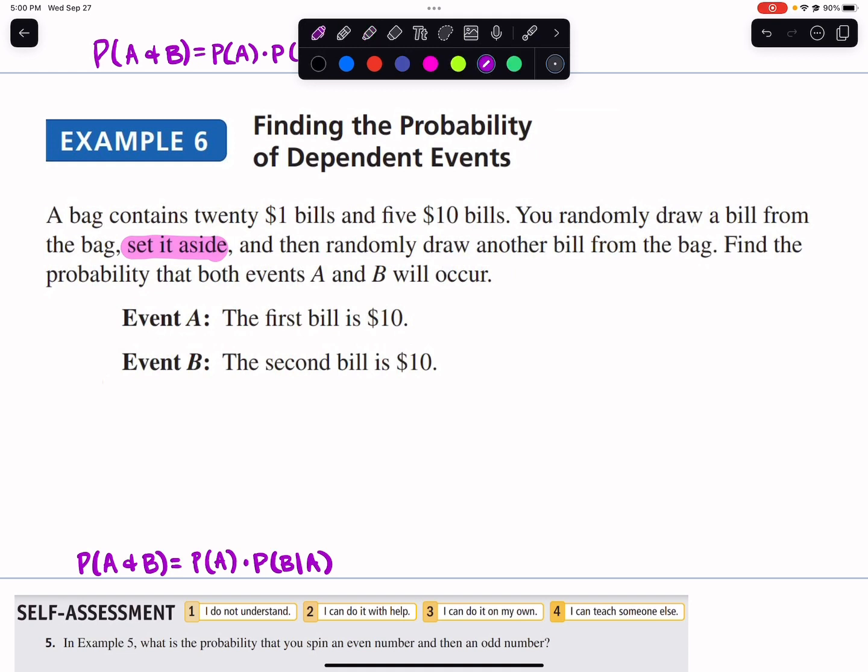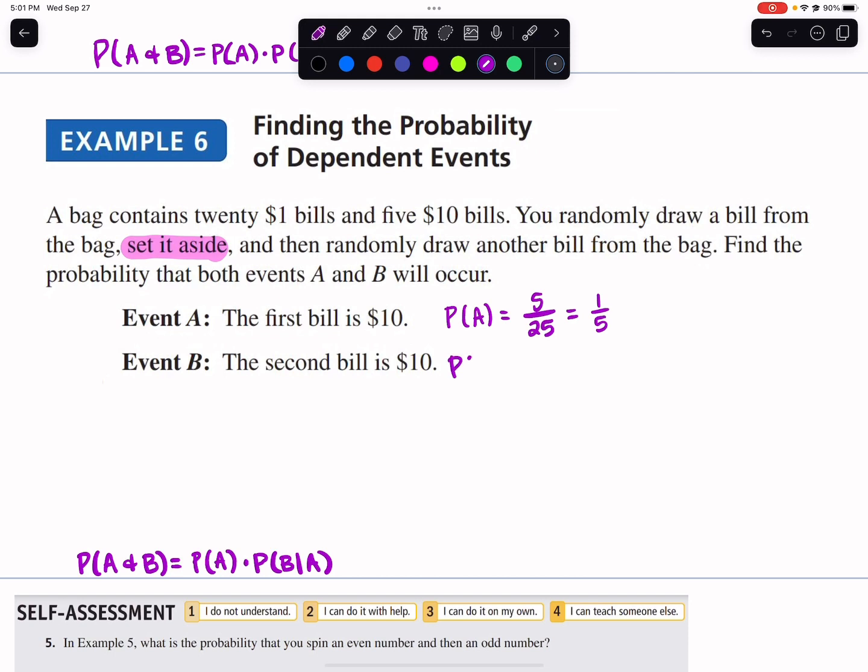So they gave us event A and event B. Event A, the first bill is $10. Well, I have 25 bills total. And the chance of me pulling a $10 bill, I have 5 of them. So 5 out of 25. Gonna simplify that, divide both by 5. That'll be 1 over 5.